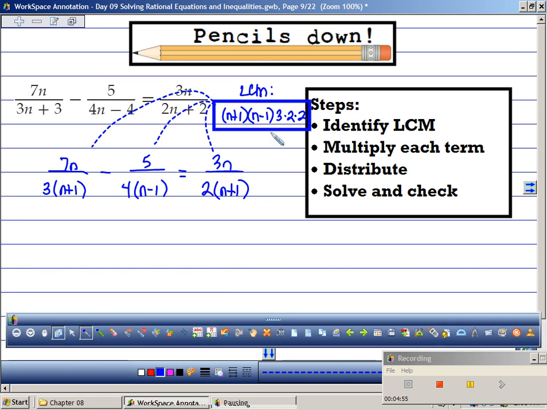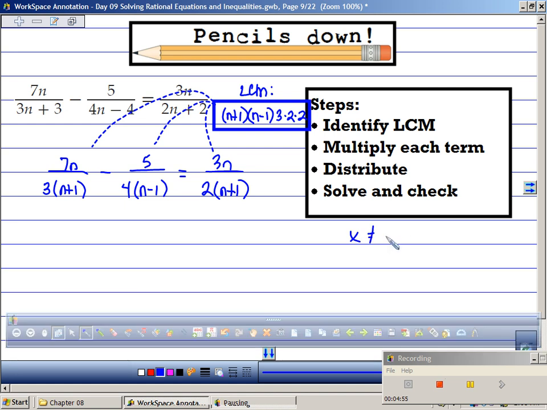We should probably talk about excluded values. What can x not be? One and negative 1.